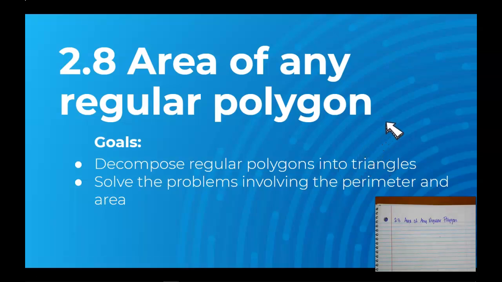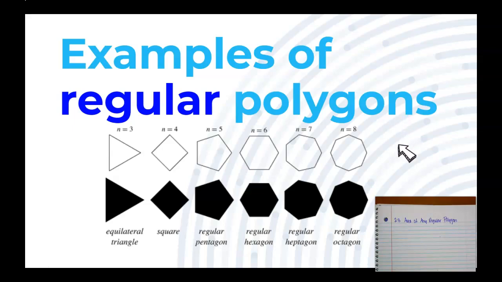Alrighty, we are ready for lesson 2.8, area of any regular polygon. We will talk about what a regular polygon means. It's just regular. It's not very cool. Our goals for today are to decompose regular polygons into triangles and to solve problems involving the perimeter and area of regular polygons.